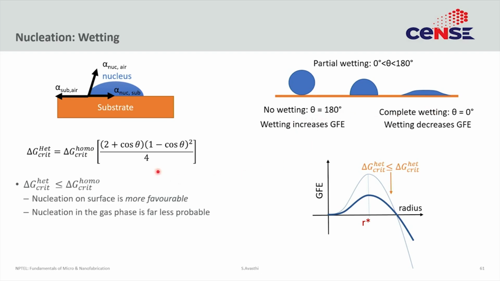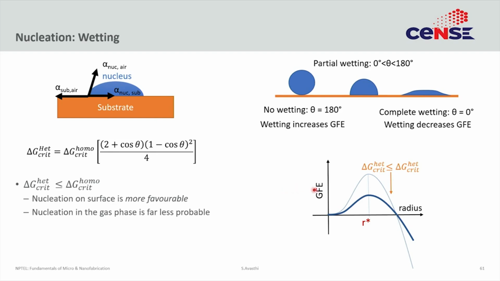Let us go one step further. When is delta G hetero equal to delta G homogeneous? It is equal for the case of theta equal to 180 degrees, because for theta equal to 180 degrees you start forming a complete sphere, and that is exactly what happens in the homogeneous nucleation. As you go from theta equal to 180 degrees to smaller angles, the value of this term reduces, which basically means that this value of delta G reduces.